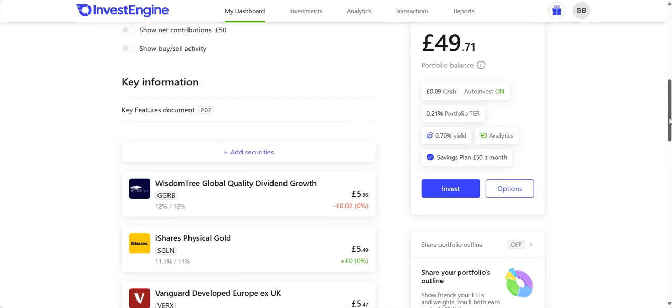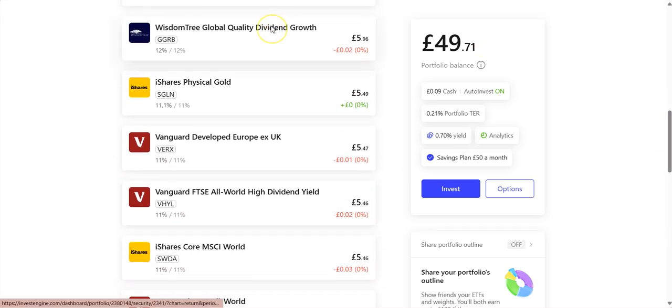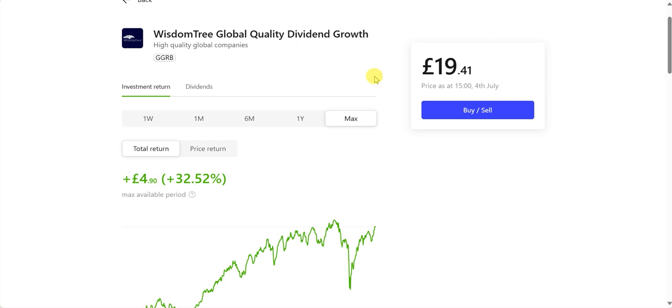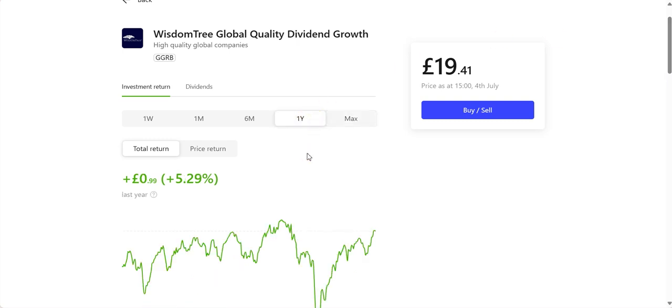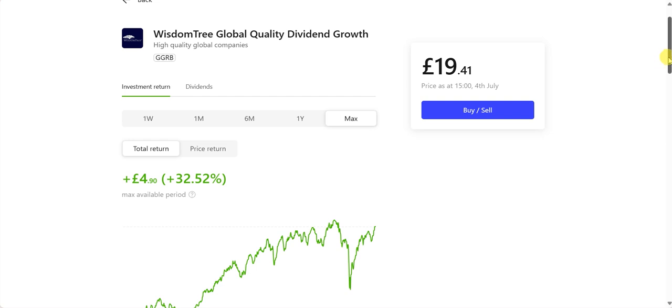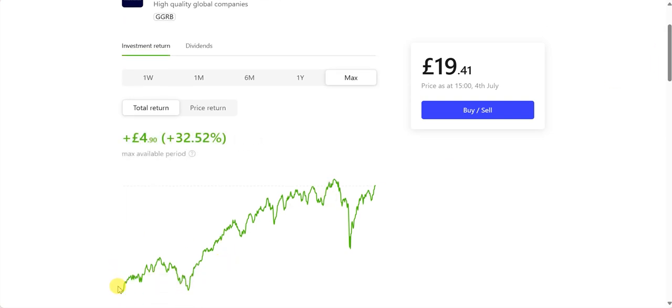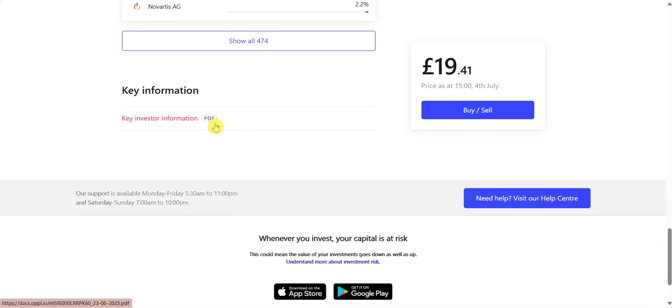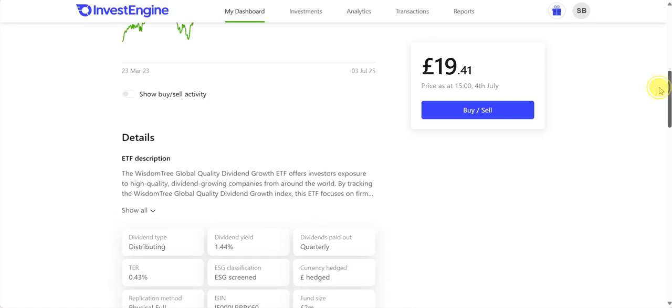Right, let's go into more detail then. I'll go over them one by one. So this is global quality dividend growth, and the yearly return so far is 5.29. If you want to see the average, you can look at how many years it's over. That's since March 23, so take the 32.52% and divide it over the years. Or alternatively, down the bottom, there's the key investor information. You can have a look on there, and it will tell you the returns for the years.